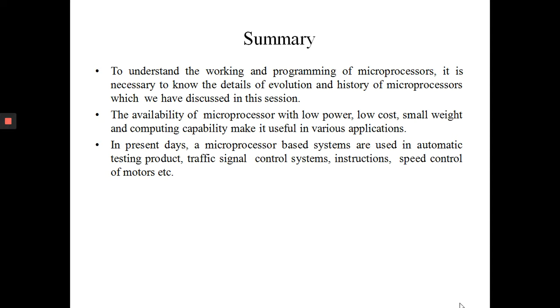In the last, the summary. To understand the working and programming of microprocessors, it is necessary to know the details of the evolution of the microprocessor. In this session, the availability of microprocessors with low power, low cost, speed, and computing capability makes them useful for many applications. Microprocessor-based systems include automatic testing products, signal control systems, speed control of motors, etc.